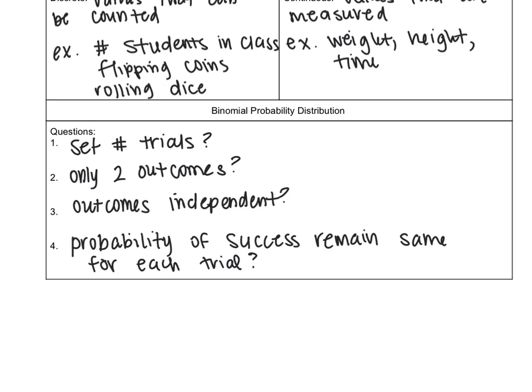So is it always 1/2 to flip a head on a coin? And the answer is yes. Each outcome, there's a 50% chance of flipping heads or flipping tails.